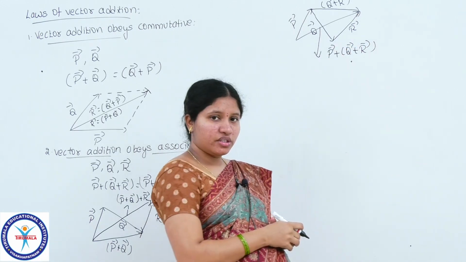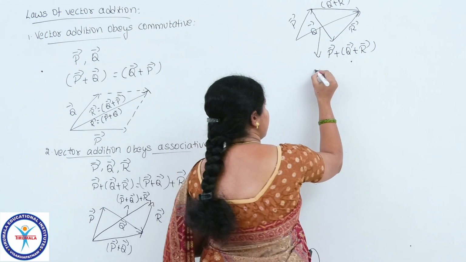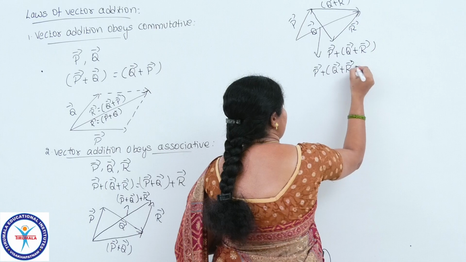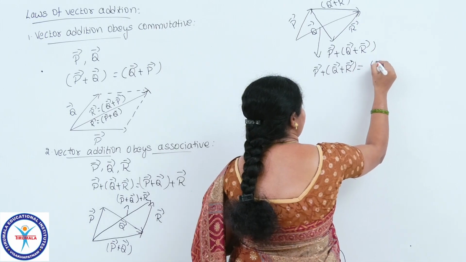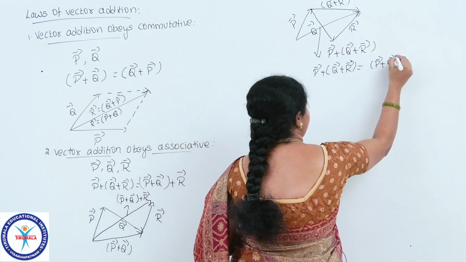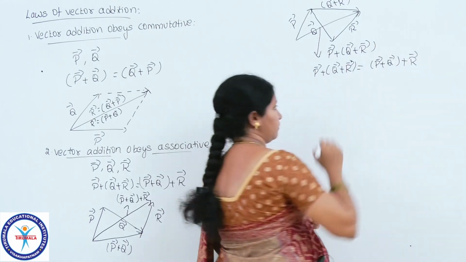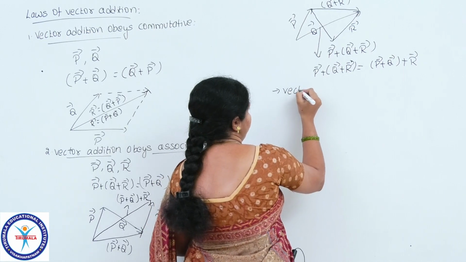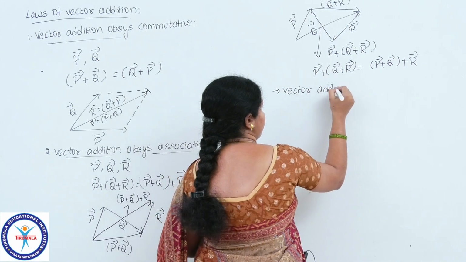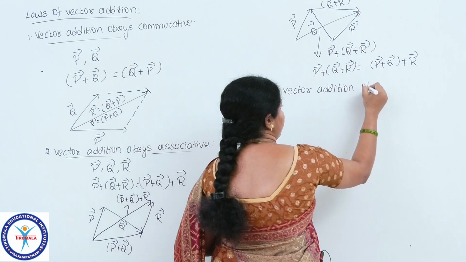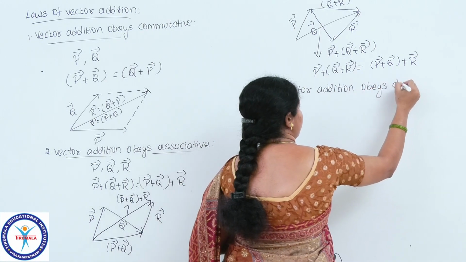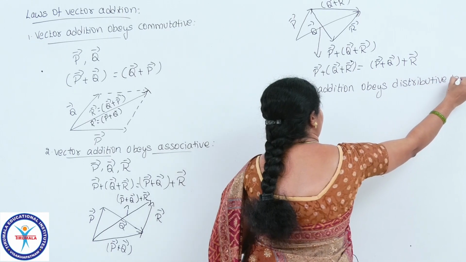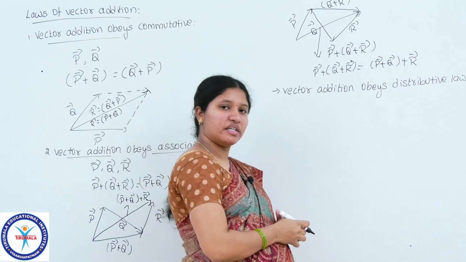So as vector addition obeys associative law, we say that p bar plus q bar plus r bar is equal to p bar plus q bar plus r bar. And the third one is vector addition obeys distributive law. So vector addition obeys distributive law.